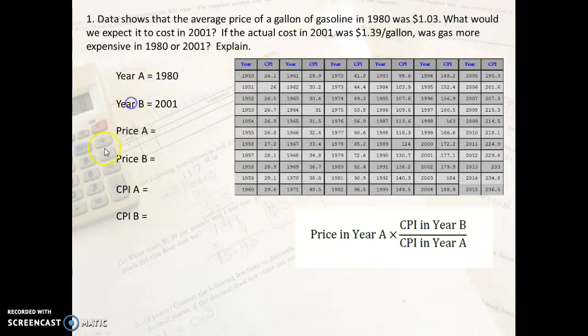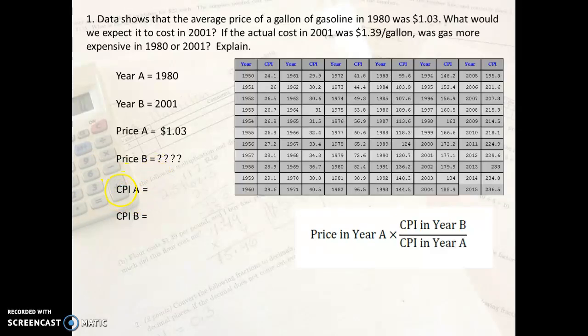With those numbers, now I got all the different component pieces of that formula. I got to get prices and I got to get CPIs for both of the years. Let's do them one at a time, right down the line. So price A is the beginning year, so the price in 1980, right out of the problem. No tricks. Price in B is the finishing year. If you read the problem, that's my question mark. I don't know what the price is in 2001. Question mark. We're going to solve that.